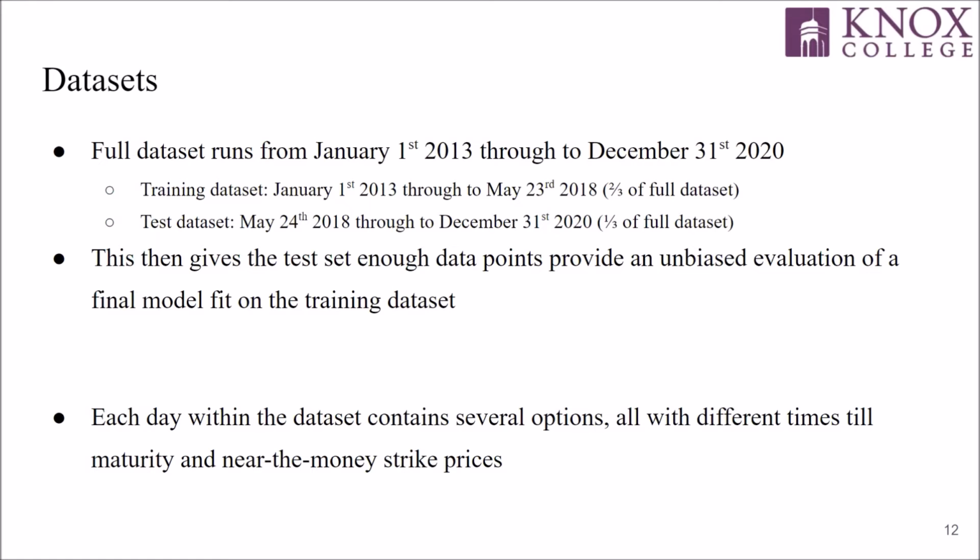When we collected it, we found that each day you're going to have several options available. All these options are going to have different strike prices and different times to maturity. So in order to limit the amount of options that we had available on one day, we decided to only collect what's called near the money strike price options. This means plus or minus 5 points away from what's called at the money. And at the money is when the strike price is equal to the value of the underlying asset.